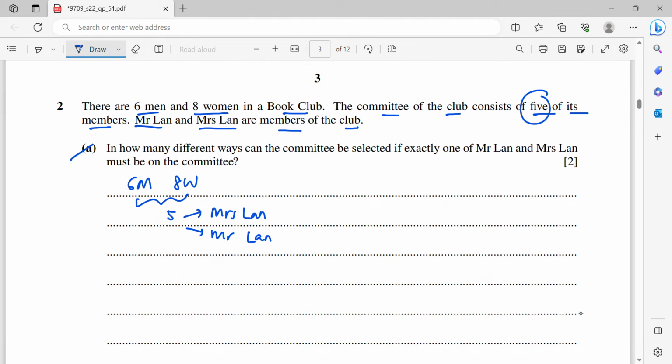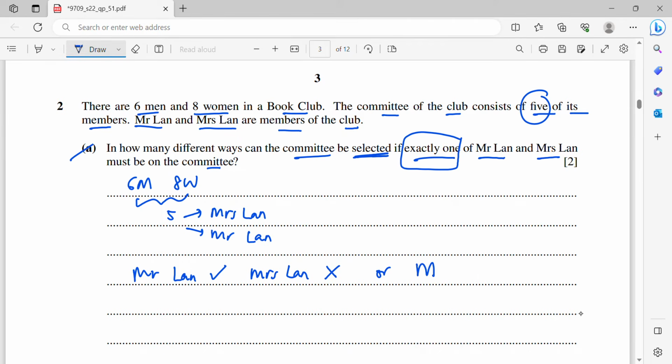Now A, in how many different ways can a committee be selected? So the arrangement is not important. If exactly one of Mr. Lan and Mrs. Lan must be on the committee, so it's mentioned exactly one, cannot be both. So now we have to choose. When Mr. Lan is in the committee, Mrs. Lan is not. Second option is Mr. Lan is not in the committee, and then Mrs. Lan is in the committee.